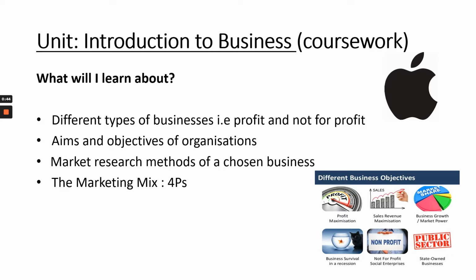The first unit, as you can see, is Introduction to Business, and that's a coursework unit. In this unit, you will look at the different types of business that exist. Some are for profit, for example, Apple, Tesco, Microsoft, Samsung, to name but a few. Not all businesses, however, aim to make a profit. These are known as social enterprises, and these are businesses that use their profit not to benefit the owner, but rather the community and local causes.